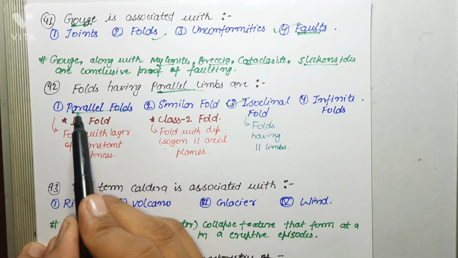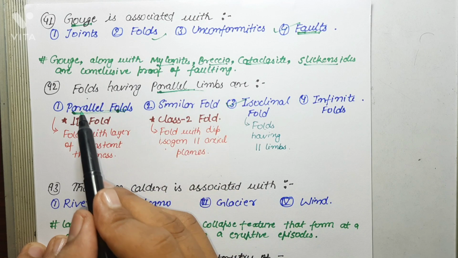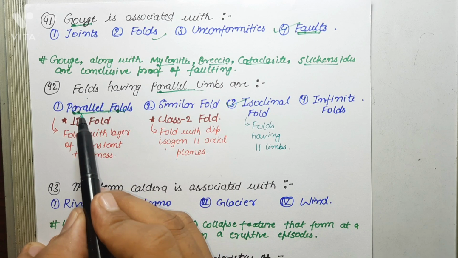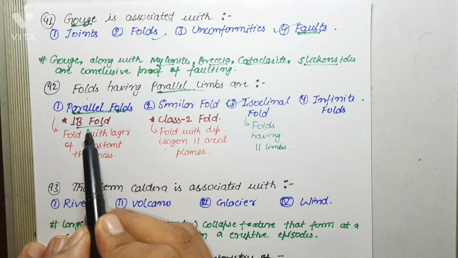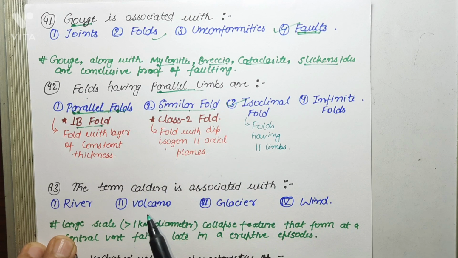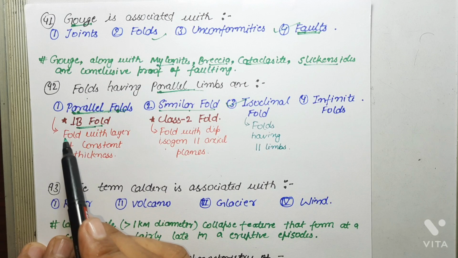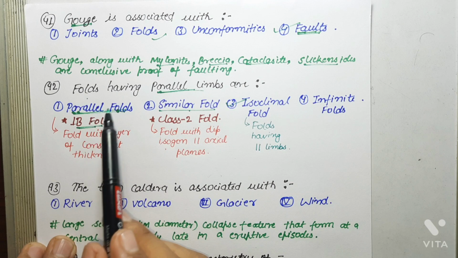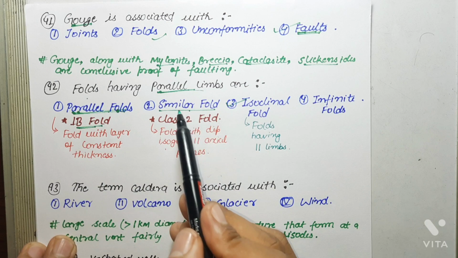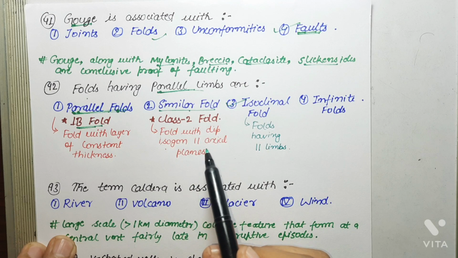Now, parallel fold, this term might be confusing with this question. Folds having parallel limbs, you can easily tick this. But parallel folds are also known as 1B fold, and parallel fold and similar fold both belong to the Ramsey classification of fold, in which Ramsey classifies folds on the basis of dip isogon. Parallel folds, also known as 1B fold, are folds with layers of constant thickness. While similar folds are known as class 2 fold, and these are folds with dip isogon parallel to axial planes.